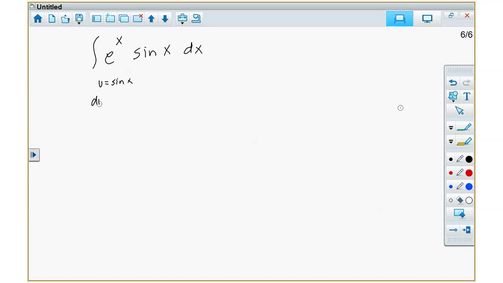Therefore, du is equal to cosine of x dx. dv is equal to e to the x dx. And v is equal to e to the x. Ultraviolet minus voodoo. I'm gonna write it over here. Ultraviolet minus voodoo.